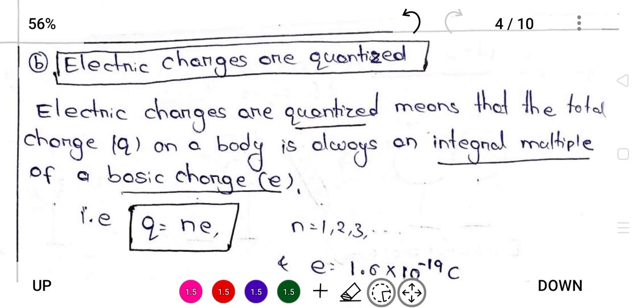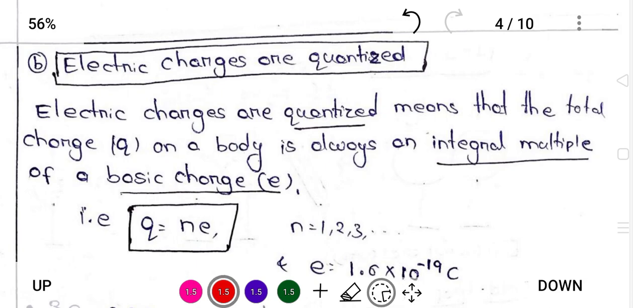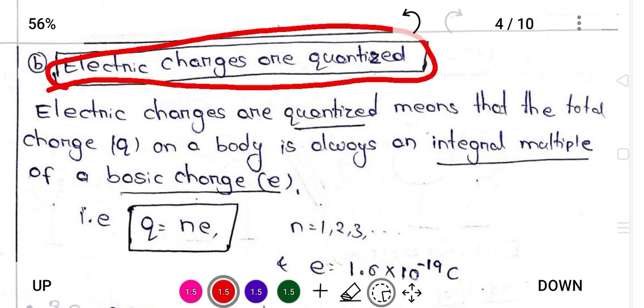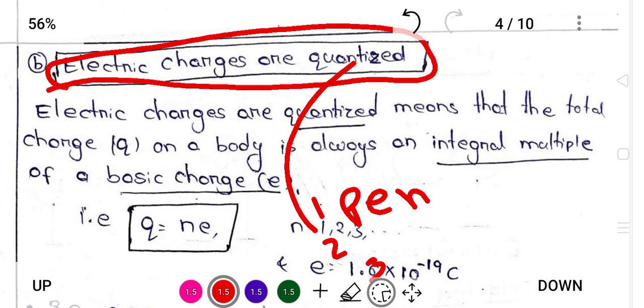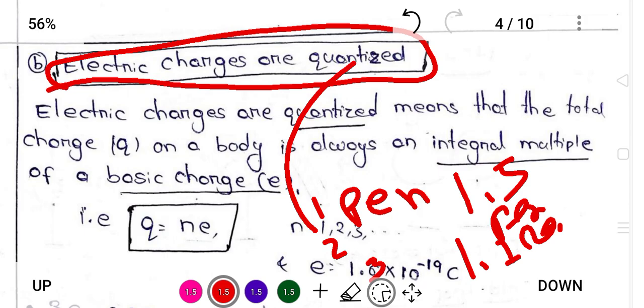The second important property of charges is that electric charges are quantized. Now what is the meaning of quantized? Quantized means a quantity can be varied only by a particular unit. For example, a pen. I can ask you for 1 pen, 2 pens, 3 pens and so on, but I cannot ask you for 1.5 pens or 1.7 of a pen. So a pen can vary by 1 unit only.